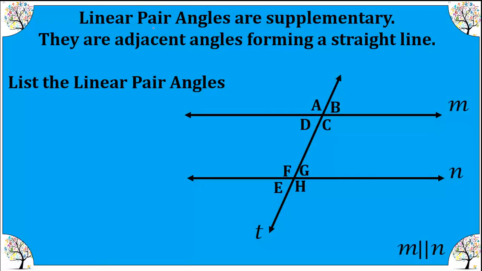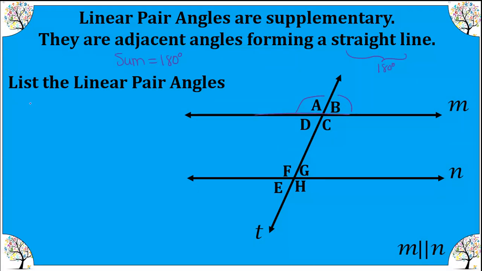So linear pair angles are supplementary, meaning they are two angles whose sum is 180. These angles are adjacent, meaning they share a ray, and they form a straight line. And remember, a straight line measures 180 degrees. So we have several linear pairs. If I say angle A and angle B are a linear pair, such as here, then I know that they add up to 180 degrees, creating our line M.